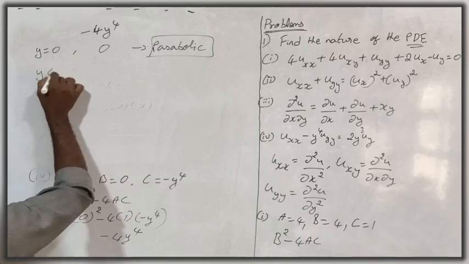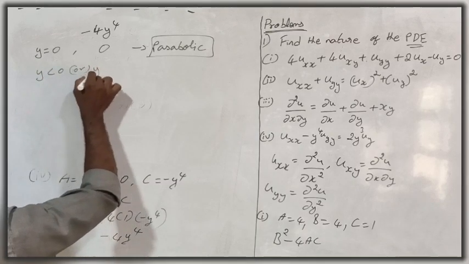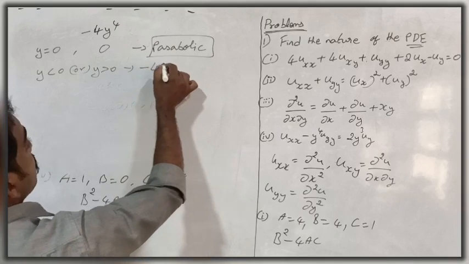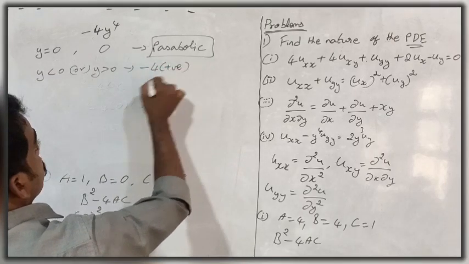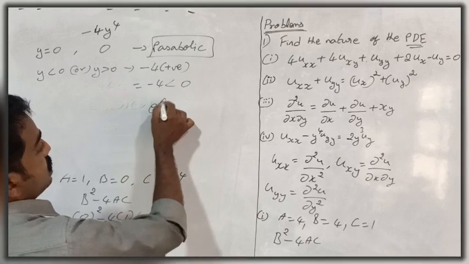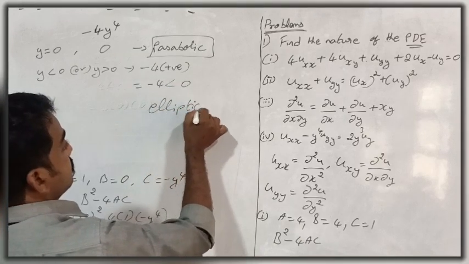If you consider y less than 0 or y greater than 0, the term will become positive sign, that is minus 4 into positive only. So the answer is negative. It is less than 0, so it belongs to elliptic equation.